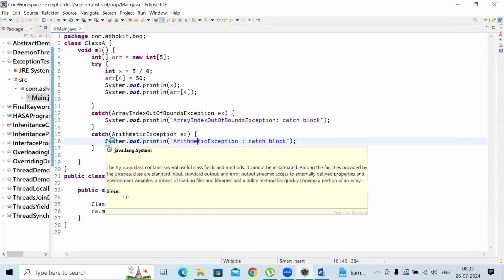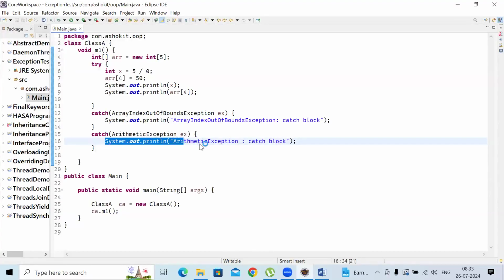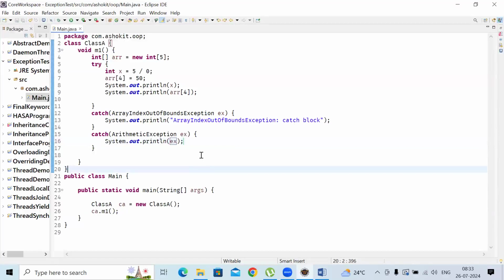So to display the actual details of the exception, there are 3 ways of displaying the actual exception. Let me show you the first one. System.out.println of ex. This is the exception object. What's the object name? ex, the parameter. If I print System.out.println of ex, the exception object, it will print the exception class name, then also print a message. Let's see the output, guys.